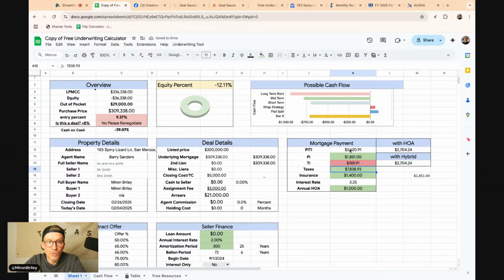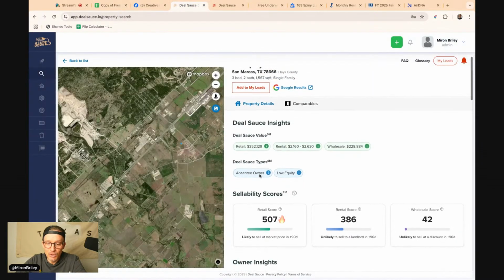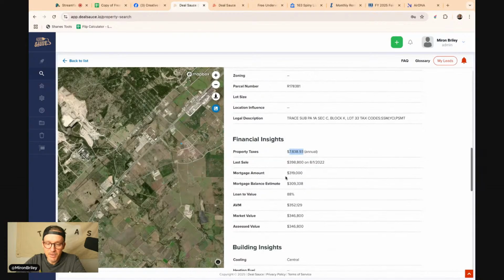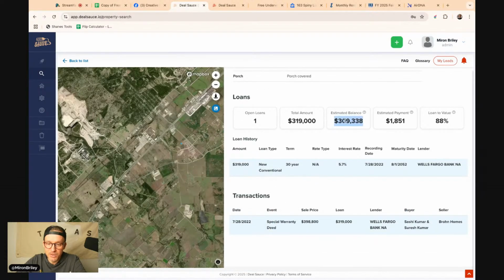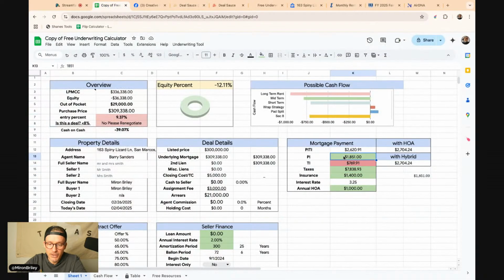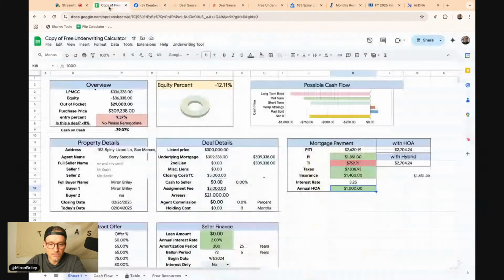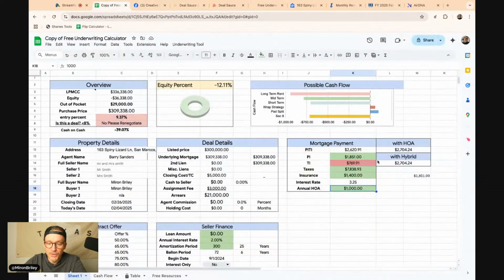So without any information, what I do is I go on Deal Sauce and I look up what they have on here. I'm going to pull the property taxes from here. I'm going to pull the mortgage amount. I'm going to pull the estimated payment. And I'm going to add in the estimated payment, the taxes, the insurance, and the HOA payment. That was on this property, right? $1,000 a month. Yeah. So that's how I would estimate what I'm doing and give them an offer.